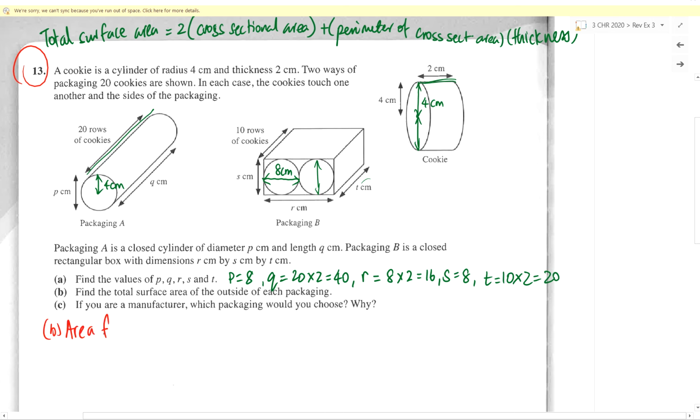Area for A equals, follow the formula, 2. Copy down the 2. 2 times cross-sectional area. Where's the cross-sectional area? This circle. What is the area of this shaded region? What shape is it? It's a circle. What is the formula for area of a circle? Pi r squared. So 2 times pi r, radius is 4, squared. Okay, we got the first part done. 2 times the cross-sectional area.